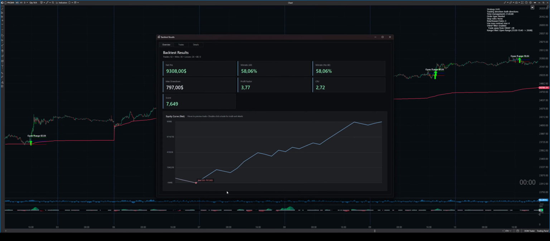Let's go ahead and run the back test once again right here, and I can already see that I'm currently sitting at $9,308 at the moment. Keep in mind, we're doing this with 2 micro contracts. Yes, you really can't forget that part. We're looking at a 58% win rate along with an RRR of 2.7, and the drawdown remains roughly about the same, coming in at 797.